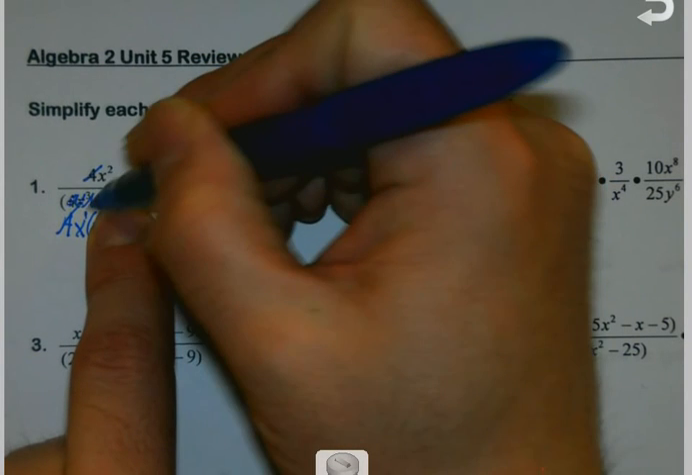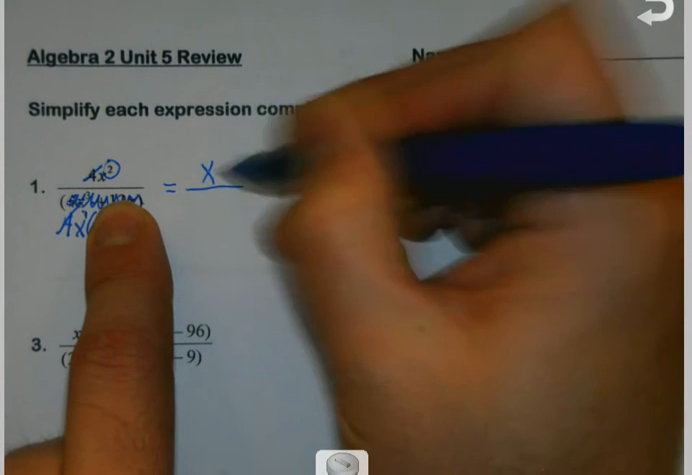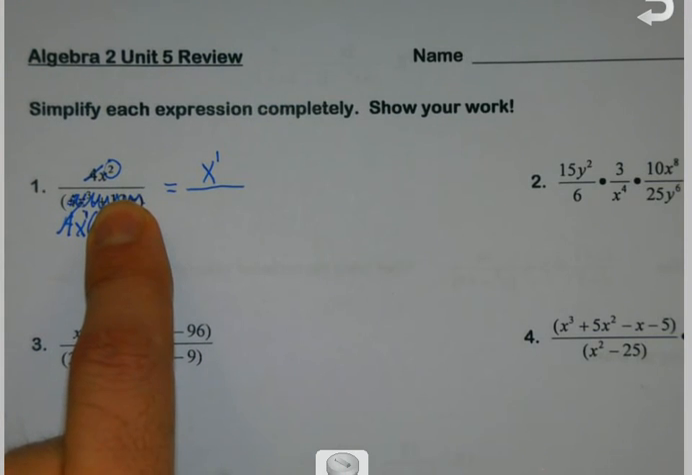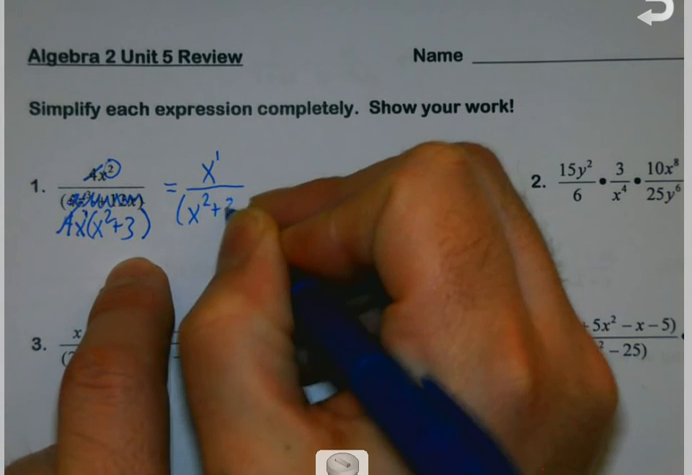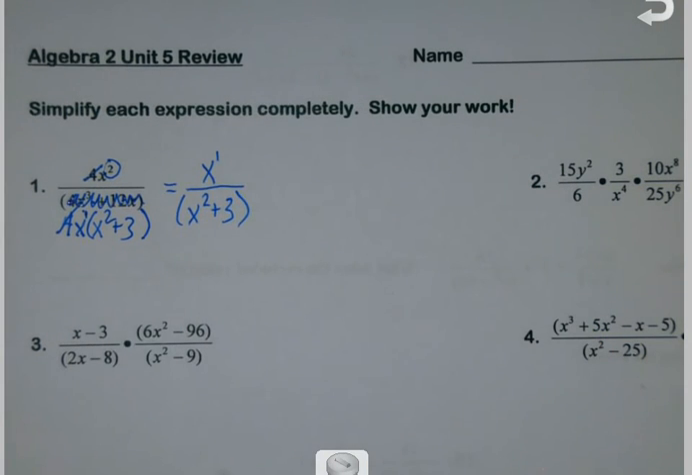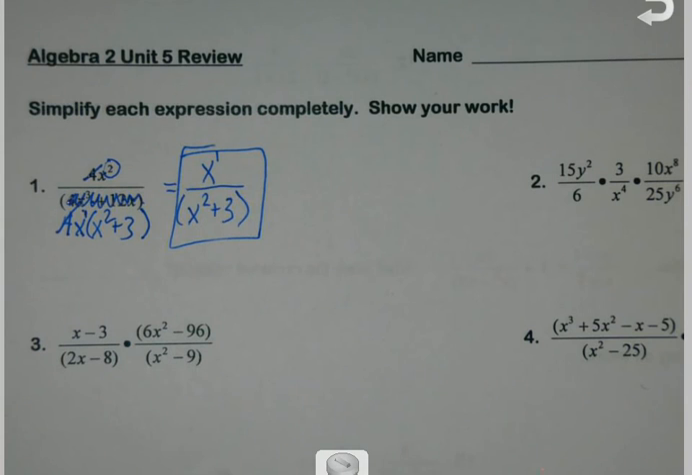So 2 minus 1 is 1. Bigger exponents up top, so I can put x, or I can put x to the first. And since there's no other parentheses to cancel out with, I leave that. So that's as far as we're getting on that one. We're done.